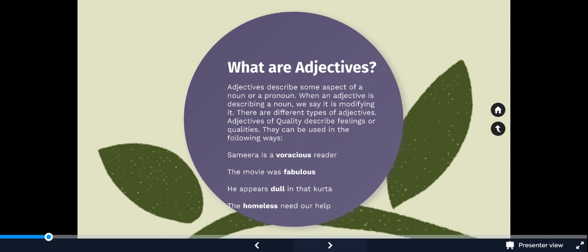Let us look at these example sentences. Samira is a voracious reader. So, in this sentence, reader is a noun and voracious is an adjective describing the noun reader. The movie was fabulous. Here the noun is movie and fabulous is the adjective. He appears dull in that kurta. Here dull is an adjective describing the pronoun he. The homeless need our help. The noun is not visible here. The noun is invisible and homeless qualifies the noun. The noun can be people: homeless people need our help.